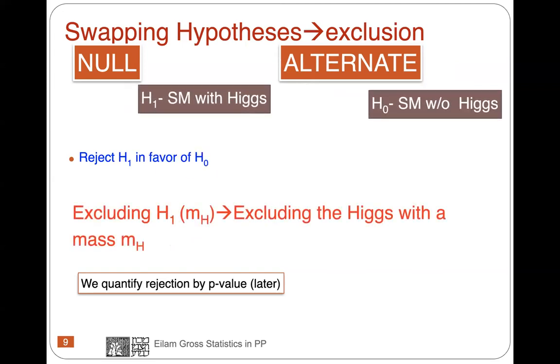Now we swap the hypotheses, and let's call the null hypothesis, the one that we test, H1, which is the standard model with our signal. I write a Higgs, but it can be supersymmetry, it can be exotics, it can be anything you have in mind. So now, when we say rejecting the null hypothesis, we mean rejecting H1 in favor of H0. What does it mean that I reject S plus B, where S is defined at some mass MH? If I reject the signal hypothesis, it means that I exclude the existence of a signal at that mass. So excluding H1 at MH means, in this context, excluding the Higgs with a mass MH. Again, rejection is quantified by something we call the p-value.